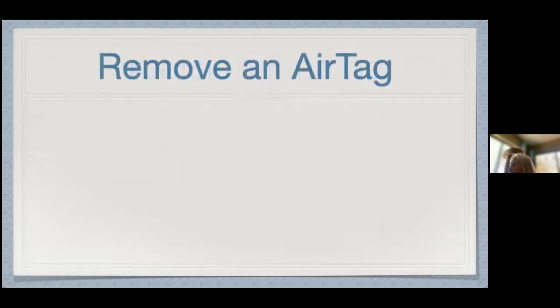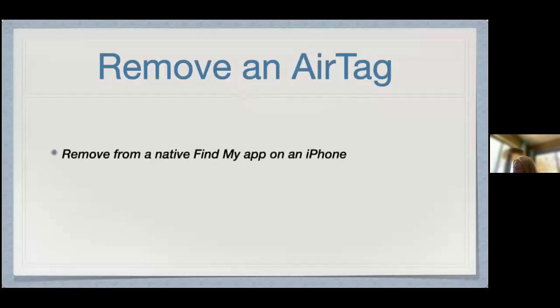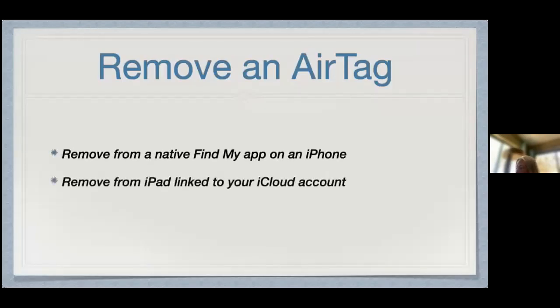If you want to remove an AirTag from a native Find My app, you go to the Find My app, link to your iCloud account, select the item, tap the AirTag, and at the bottom of the action list, you just tap Remove Item. And you'll get a message that said it's linked to your Apple ID. Removing this item will allow it to be activated and used by another person.